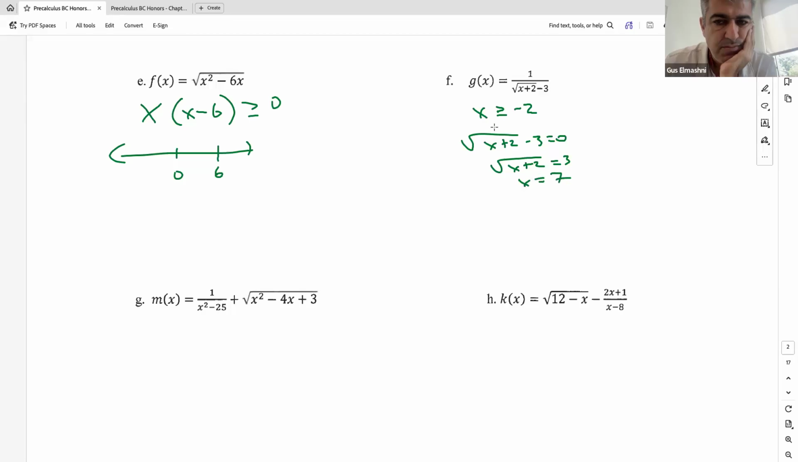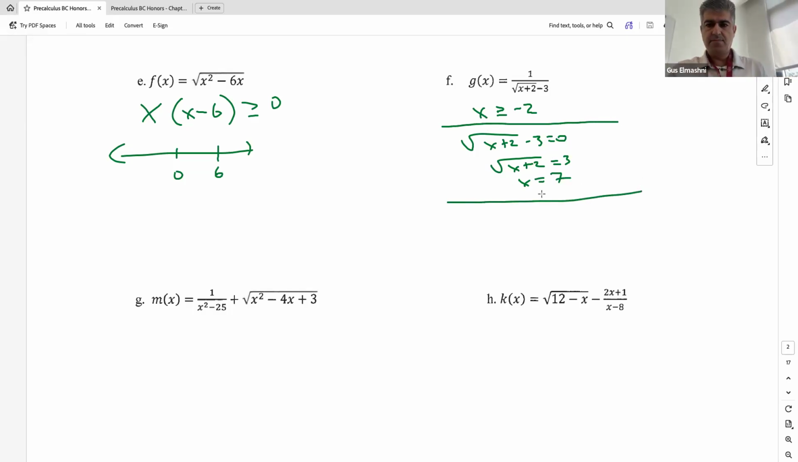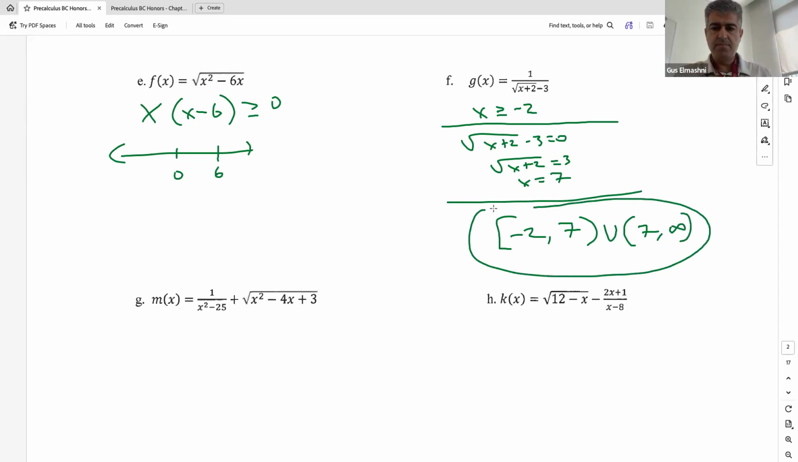And actually, it can't be zero. The only thing it can't be is when x is positive but less than six. So x has to be either equal to or less than zero, or greater than or equal to 6.